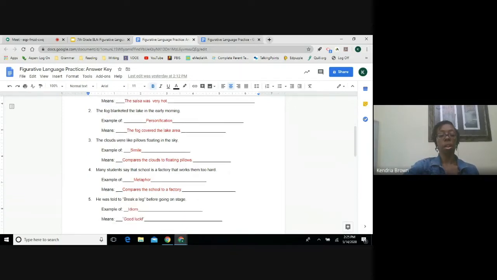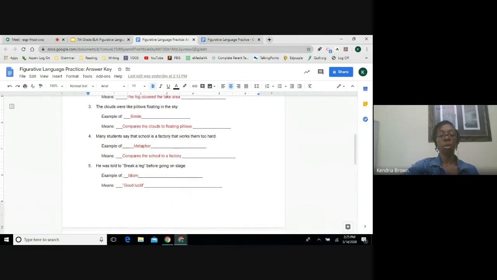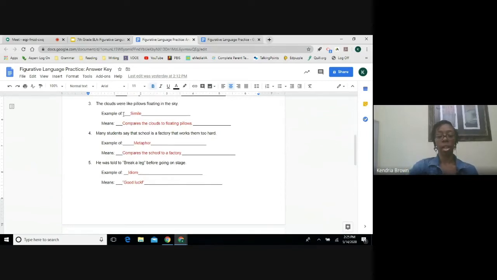Number 3, the clouds were like pillows floating in the sky. That is an example of a simile, and it's comparing the clouds to floating pillows. Number 4, many students say that the school is a factory that works them too hard. That is a metaphor, and it compares the school to a factory, and it does not use like or as, you can tell.